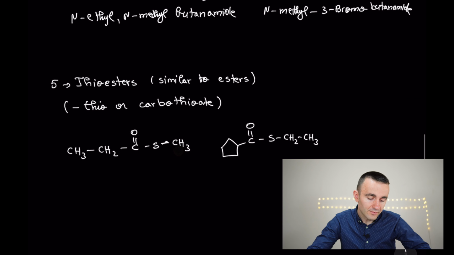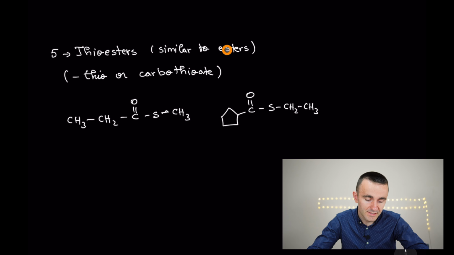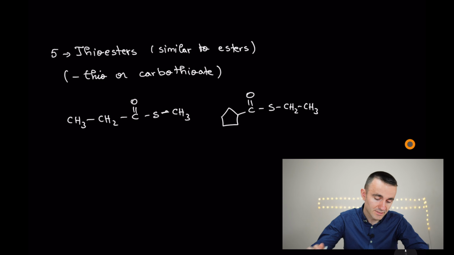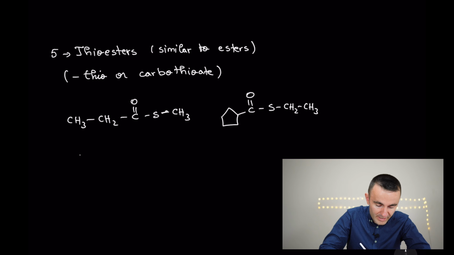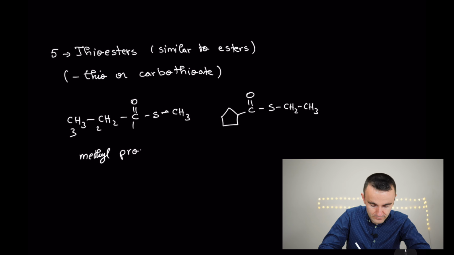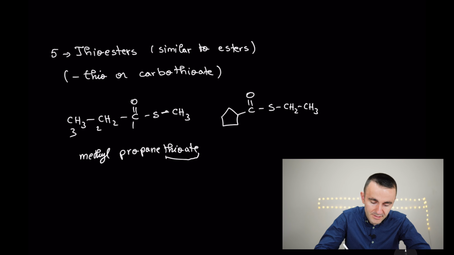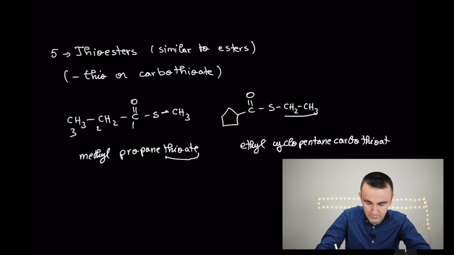Let's move further. Thioesters, similar to esters, just -thioate or carbothioate. Let's take a look at those two examples. It is going to be methyl, 1, 2, 3, propanethioate. Right, this part. And here it is going to be ethyl cyclopentane carbothioate. Right?